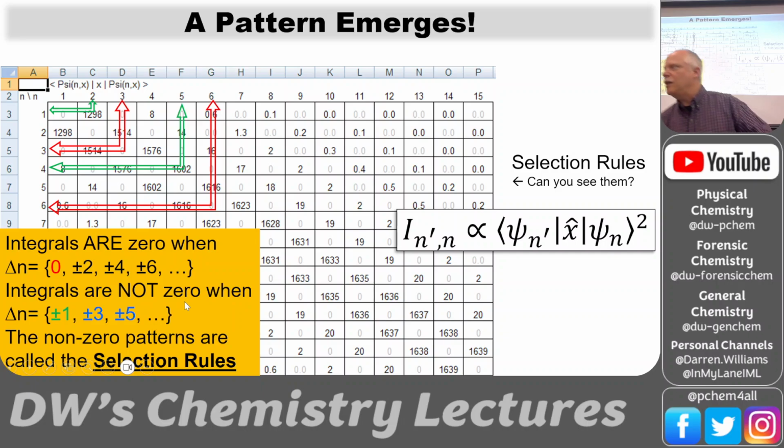We saw this in our analytical results with the cosines. So we had cosines with some stuff in it, and when it was a delta n even, the cosines all went to 0. That was the analytical result. So we saw the selection rules already using analytical calculus. We get the same selection rules using Excel, which is a good thing.